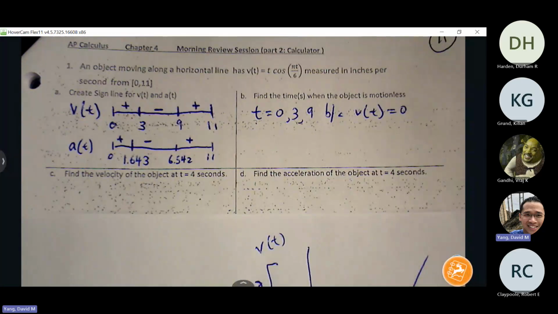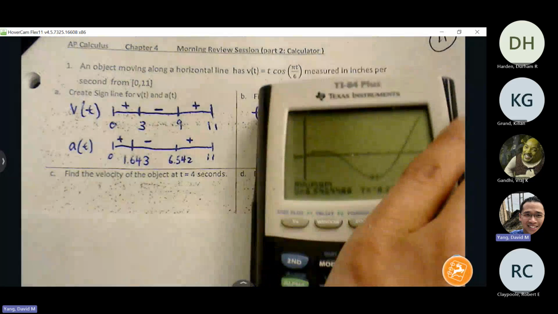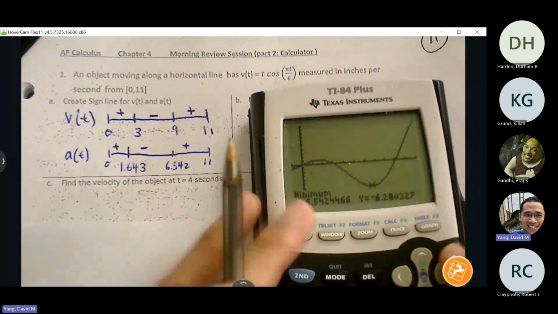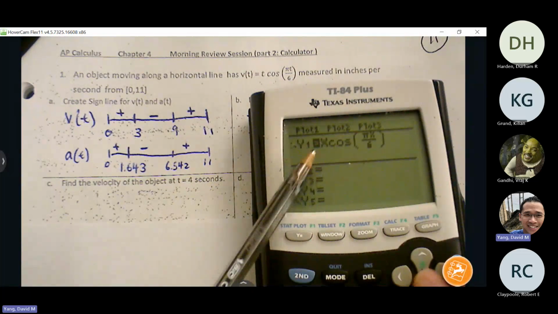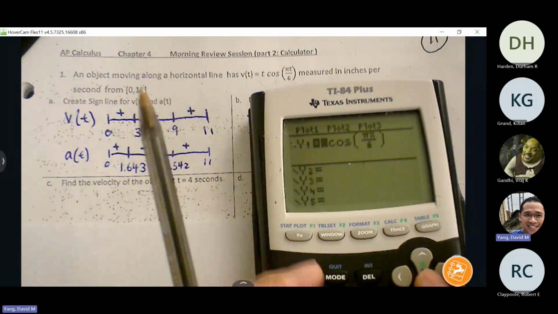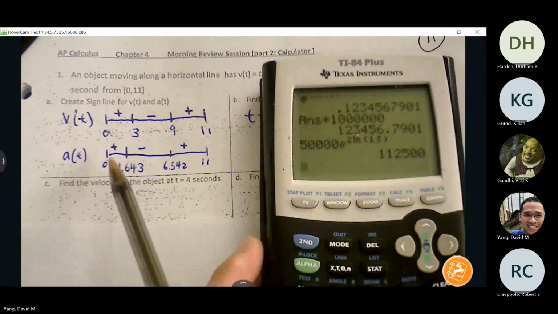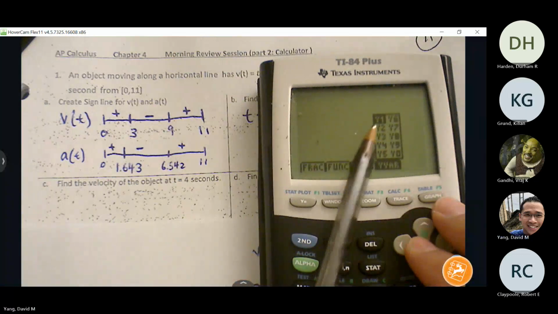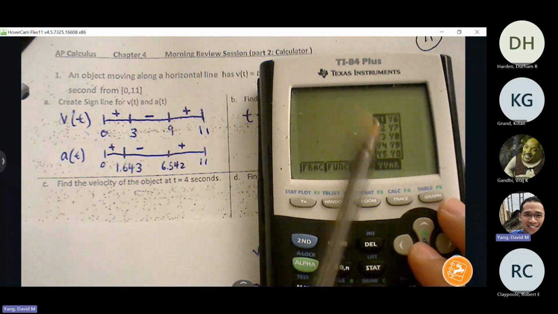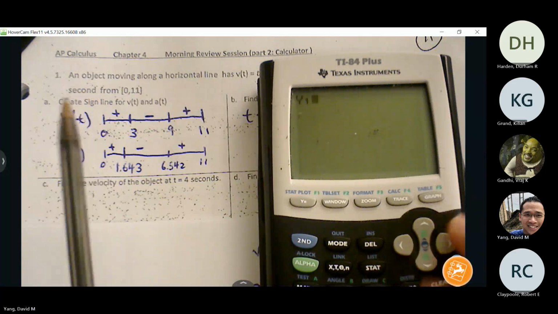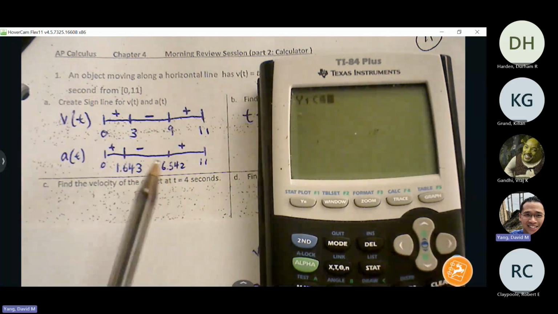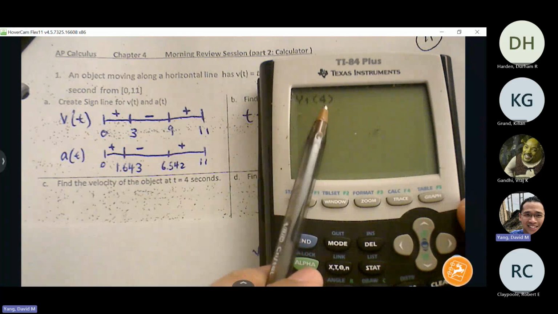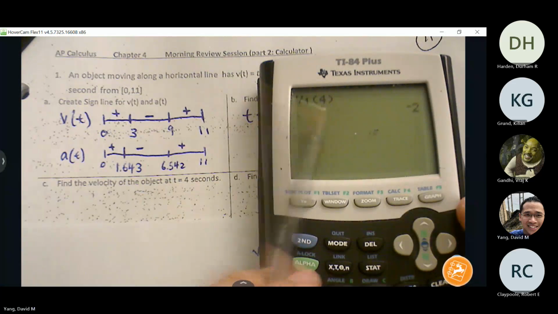Okay, find the velocity of the object at 4 seconds. So I simply plug 4 into my velocity function. Y1 is holding my velocity function, so I'm going to go back to my home screen. Alpha trace will allow me to select my Y1, parentheses 4. So I want to find my velocity at 4 seconds. I get -2.